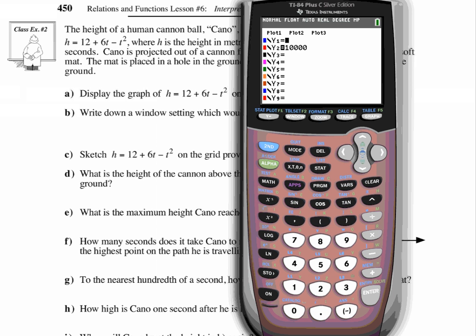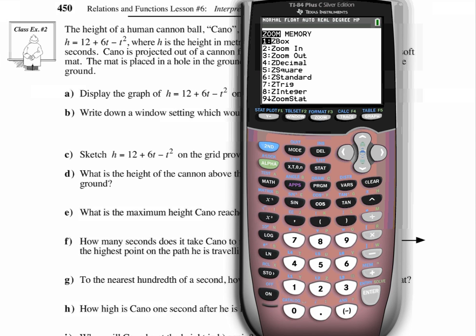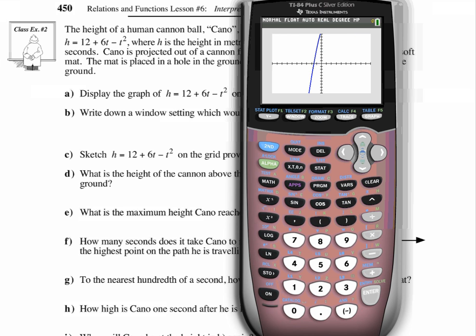So let's clear what's in there. And we're going to graph 12 plus 6x minus x squared. And we should all reset our windows because it's always safer to do that. Zoom 6. Okay, let's see if we can see anything. Hey, we can see part of it. We just need to go what direction? Up. Everything else is okay. I just need to go a little bit higher.